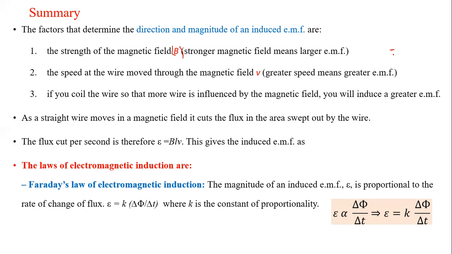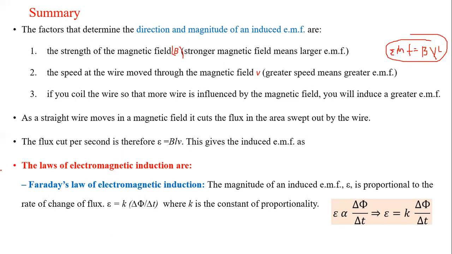So EMF is equal to B V L. The induced EMF is directly proportional to the magnetic field, the movement speed is directly proportional, and the length is also directly proportional. B is the magnetic field, V is the speed of the passing object, L is the length of the wire.